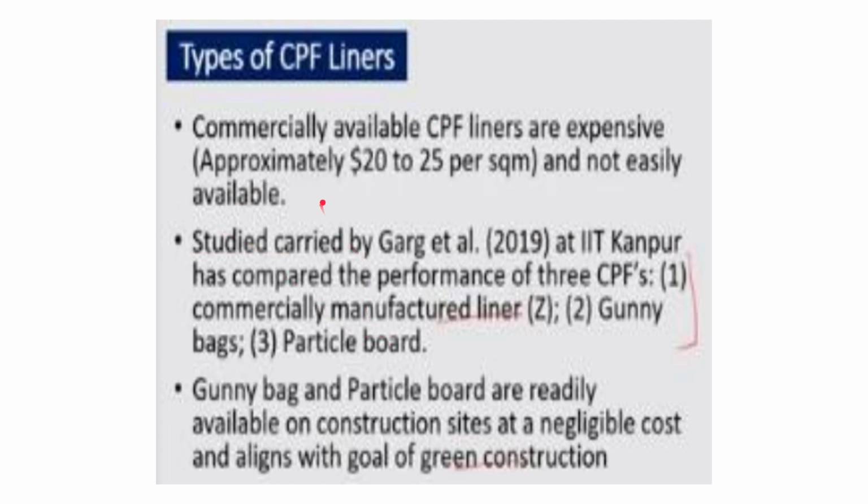One study was carried out by Garg in 2019 at IIT Kanpur, and they compared the performance of three types of CPF liners. One was a commercially manufactured liner, second was gunny bags, and third was particle board. It was found that gunny bags and particle board are readily available on construction sites at a negligible cost, and align with the goal of green construction. So both gunny bags and particle board were useful.